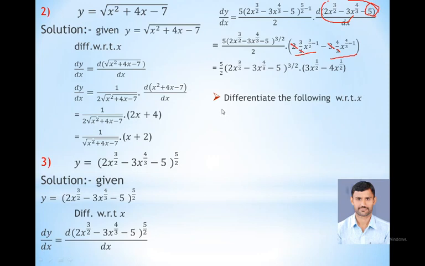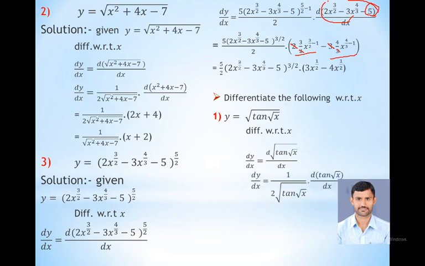So now the next question is: differentiate the following with respect to x. First problem is y is equal to square root of tan of root x. We are given y is equal to root of tan of root x. Now differentiate with respect to x. dy/dx is equal to the derivative of square root of tan root x. Now we know the formula: the derivative of square root of f(x) is equal to 1 upon 2 square root of f(x) into f'(x).